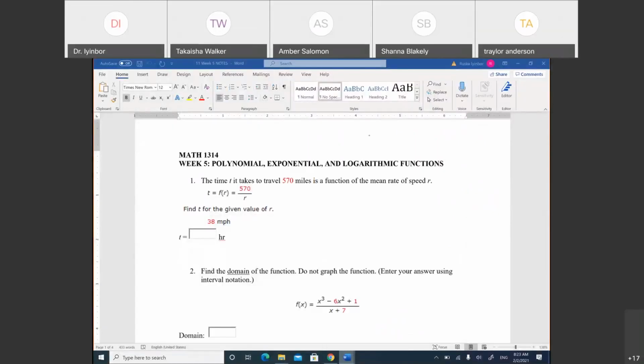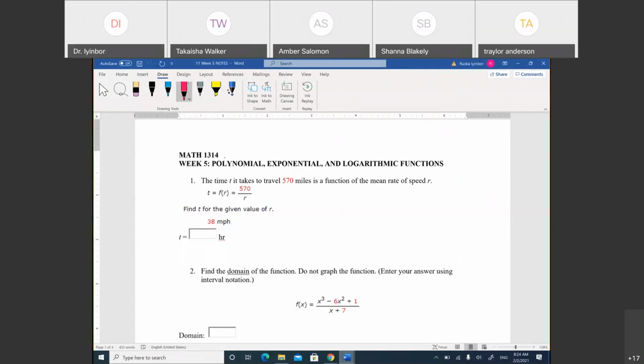Okay, so good morning. We have week 5: polynomial, exponential, and logarithmic functions. So we're going to talk about what a polynomial is, and the polynomial pretty much looks like this. A polynomial is a function which looks like a number times x with an exponent, plus or minus a number times x with an exponent, and so on. Okay, so this is one example of a polynomial.